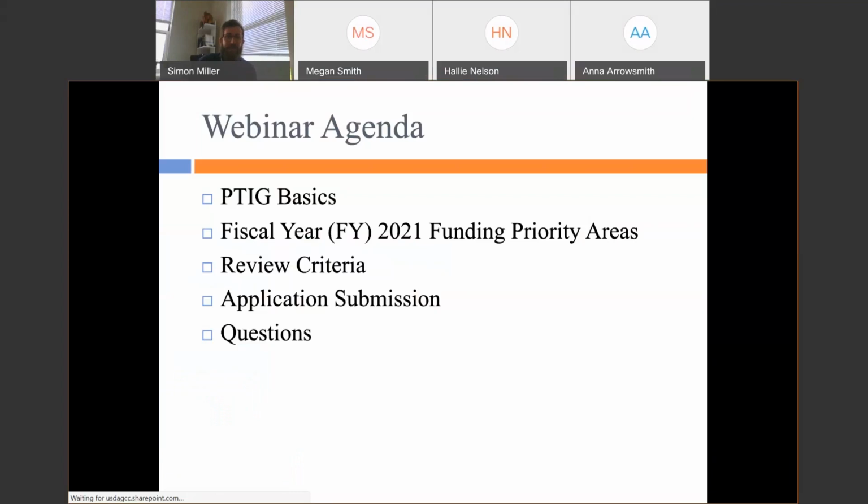Today we'll be talking about basic information about the purpose of this grant and who can apply for funding. We'll be talking about funding priority areas for this year's grant competition. We'll be talking about the review criteria that will be used by the evaluators to assess applications. We'll talk about application submission procedures, and then we'll answer your questions at the end of the webinar.